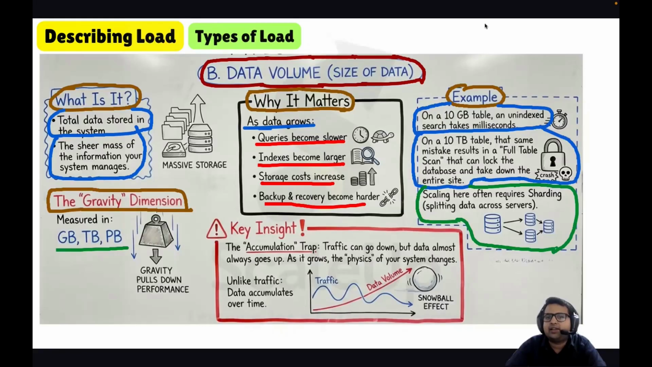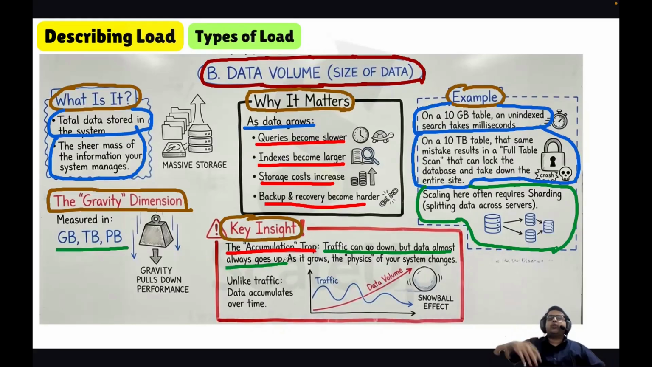So the key insight with regards to data volume is that data volume is like the accumulation trap. And what is this accumulation trap? Let us understand. The idea is that traffic can go down, but data always goes up. Traffic is something which keeps on fluctuating. At one point of time, we can have very high traffic. At another point of time, the traffic might be very low. But if we talk about data, data will always keep on increasing.